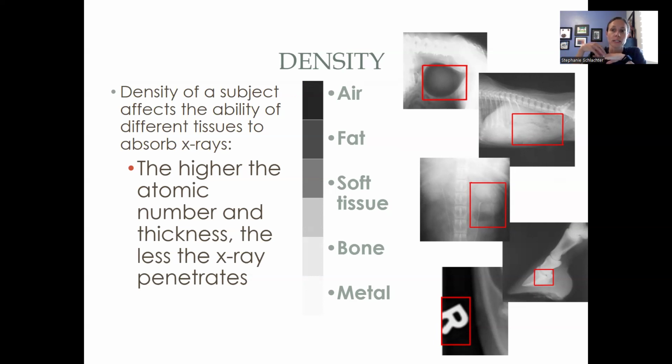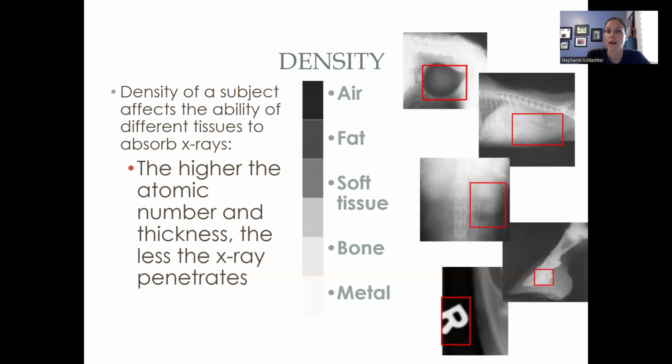And when those things are more dense, less x-rays get through. That means that whatever shows up on the image is actually lighter. Okay, so if you look at the bottom, that R for that marker is made of metal. That is the most dense thing that we can radiograph, is metal. And so metal is usually white on x-ray because x-rays cannot get through and produce an image, okay?